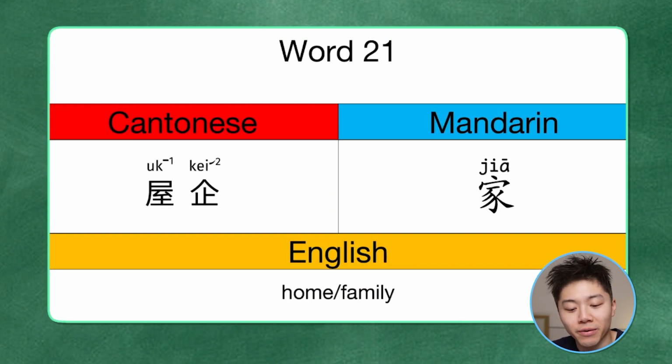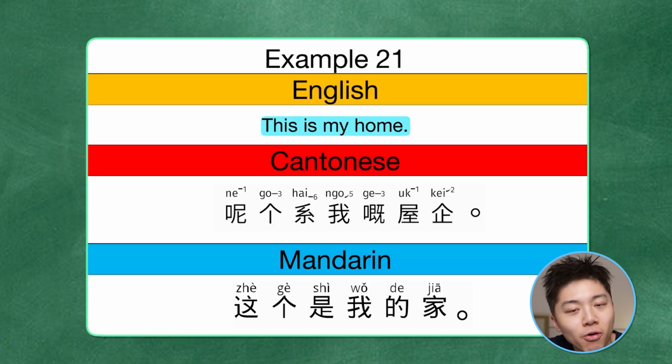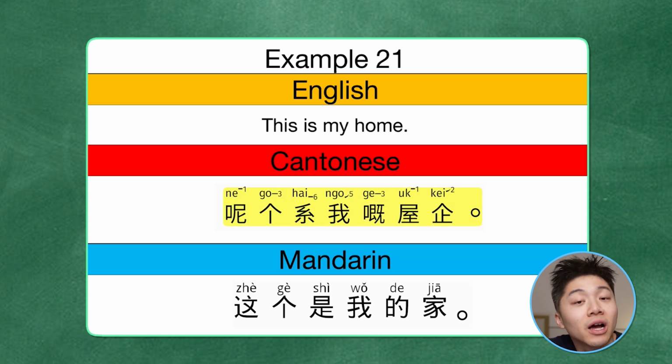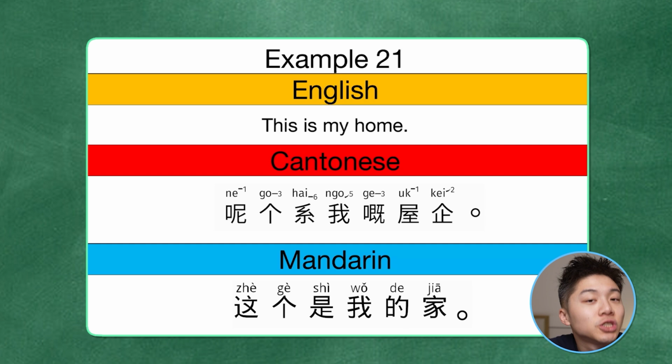Next, word 21, home and family. In Cantonese, we use 屋企, home. In Mandarin, we use 家. That's the word we just had in the end there. So for example, in English, this is my home. In Cantonese, 呢個係我嘅屋企. In Mandarin, 這個是我的家.